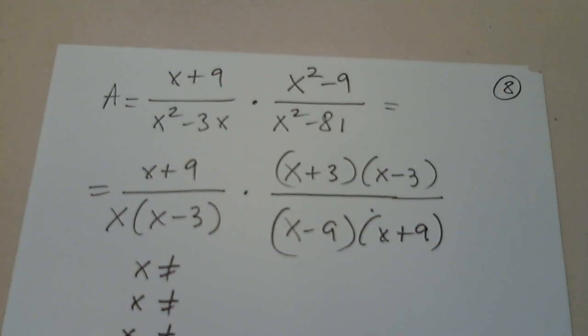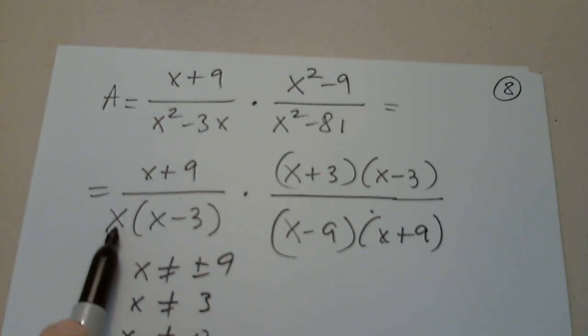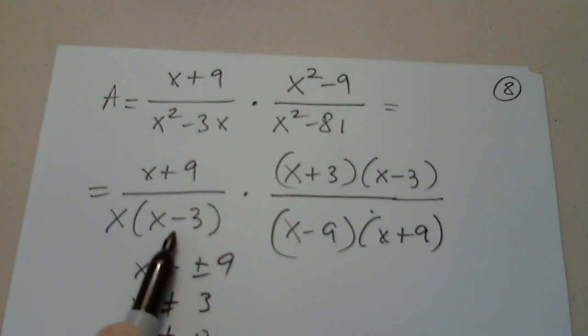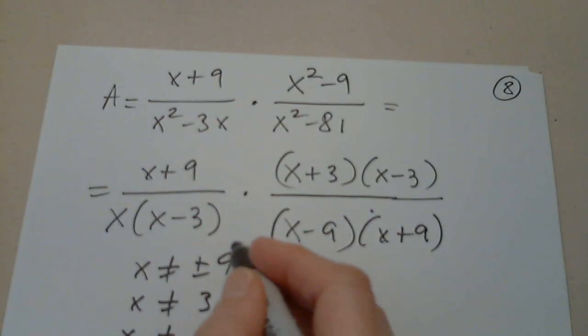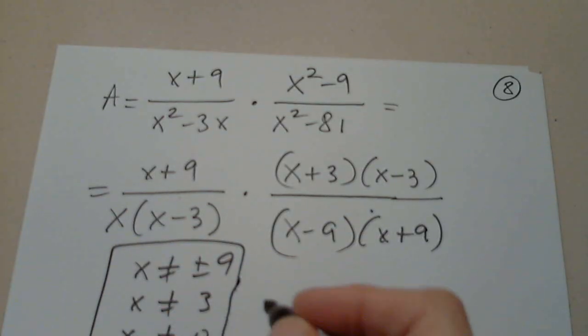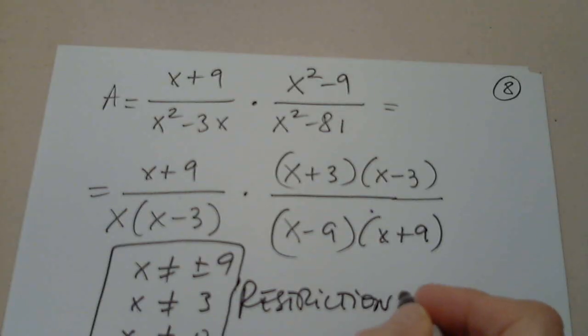No denominator can be 0. No factor in the denominator can be 0. It can't be plus or minus 9, 3, or 0. Indeed: 0 from here, 3 from here, 9 from here, negative 9 from here. These are the restrictions on x, restrictions on the variable.